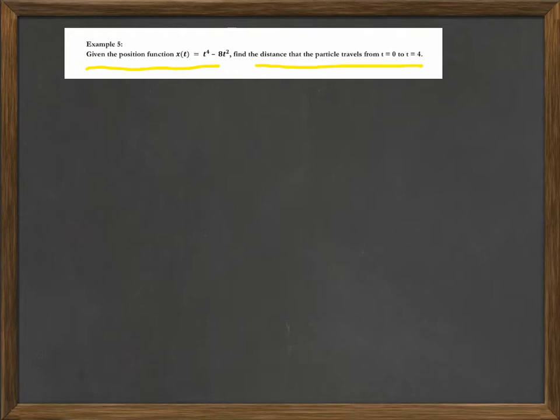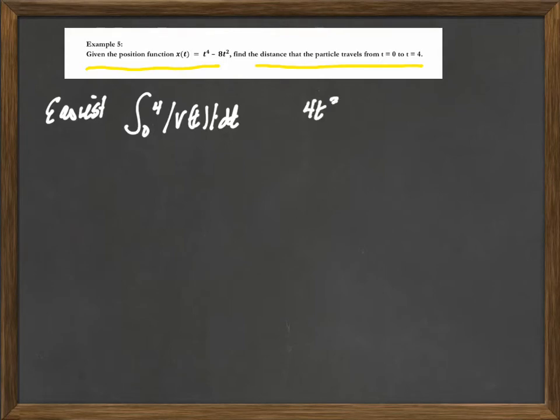So again, that's equal to, and this is the easiest way, to go ahead and do the integral from 0 to 4 of the absolute value of v of t dt. So we have to find v of t. That would be 4t cubed minus 16t. Let's take out a 4t and set that equal to 0. Take out a 4t and you get t squared minus 4. So we have 0 and plus or minus 2 on our sign chart.